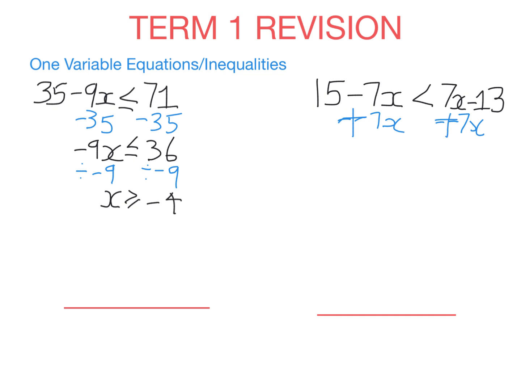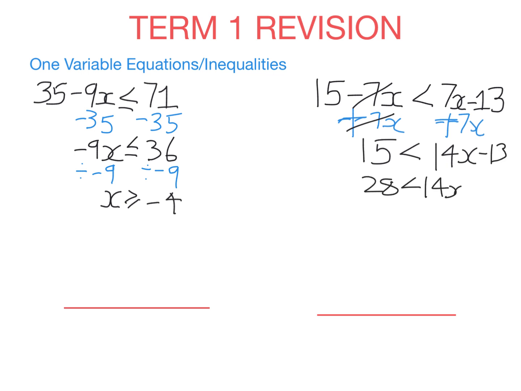The reason I'm doing this is I will get x to one spot because negative 7x plus 7x, they cancel out. I'm left with 15 is less than or equal to 14x minus 13. Simply add 13 to both sides and divide by 14. So here I get 2 is less than x, which is exactly the same as x is greater than 2.